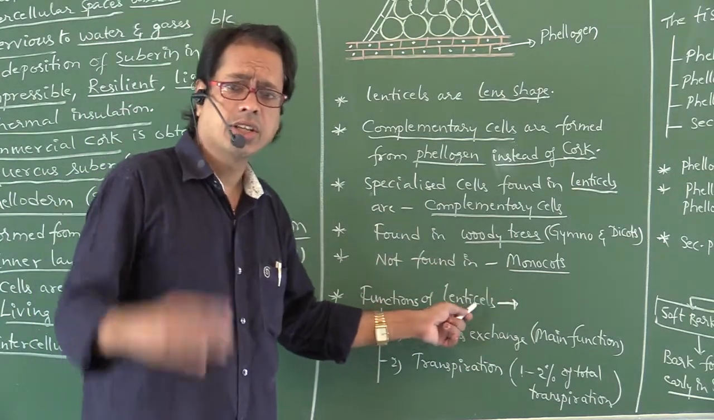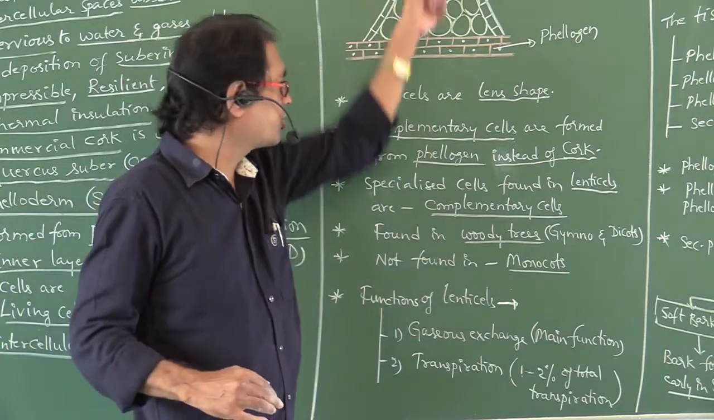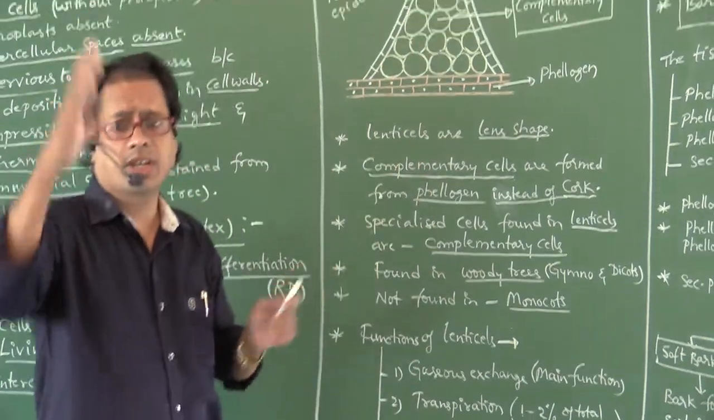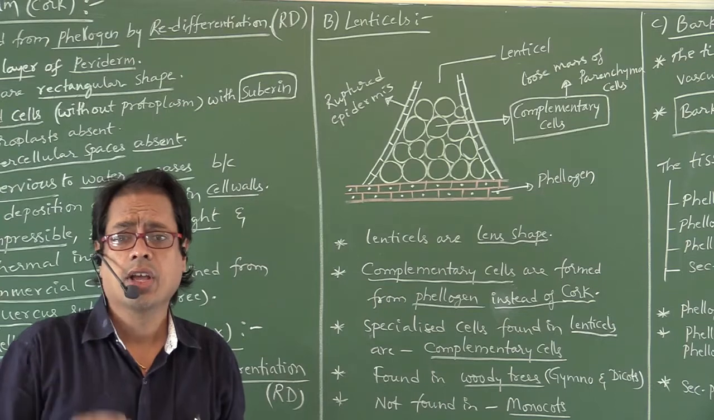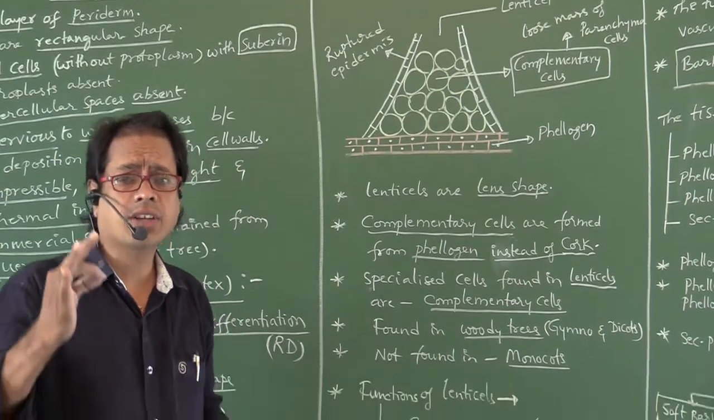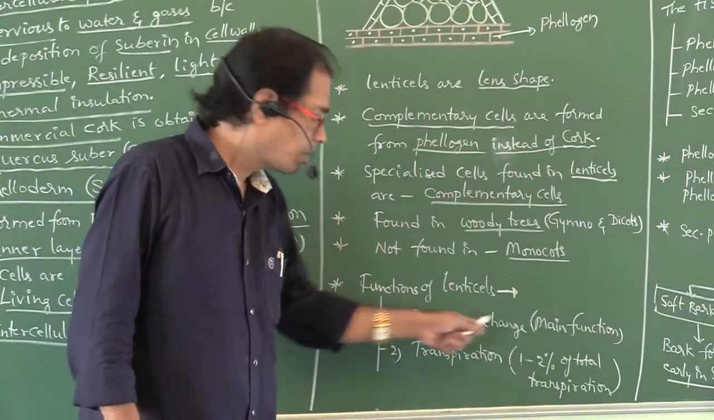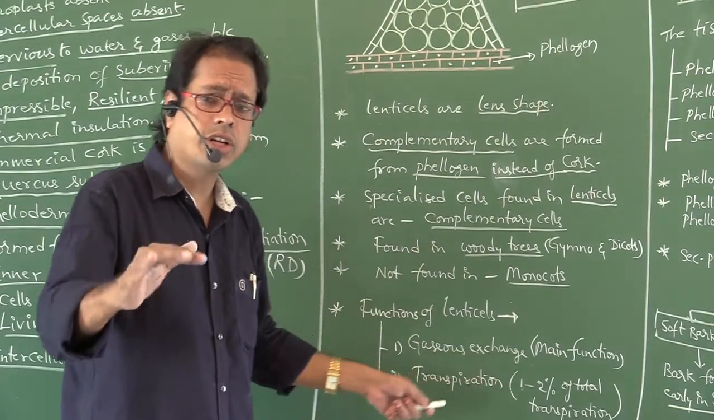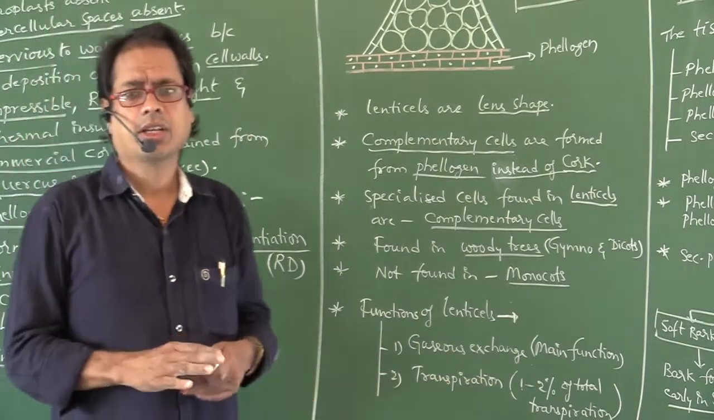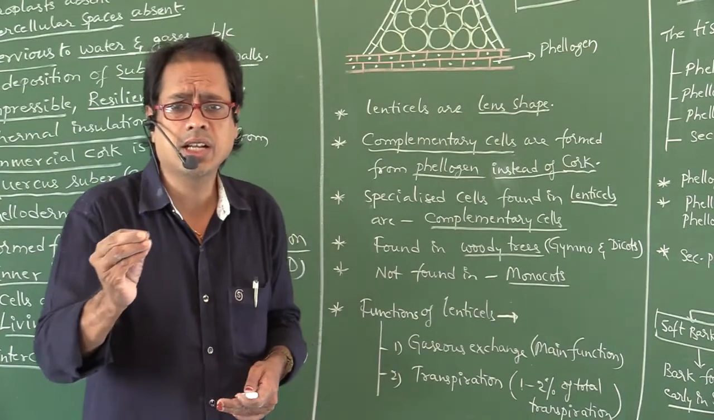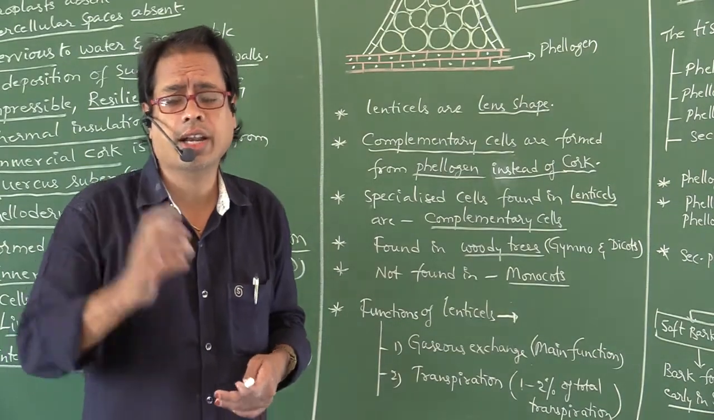Functions of lenticels. These are useful for exchange of gases. That is the main function. So exchange of gases is the main function of lenticels. Another function is that it is useful for transpiration. The transpiration that occurs by lenticels is called lenticular transpiration.